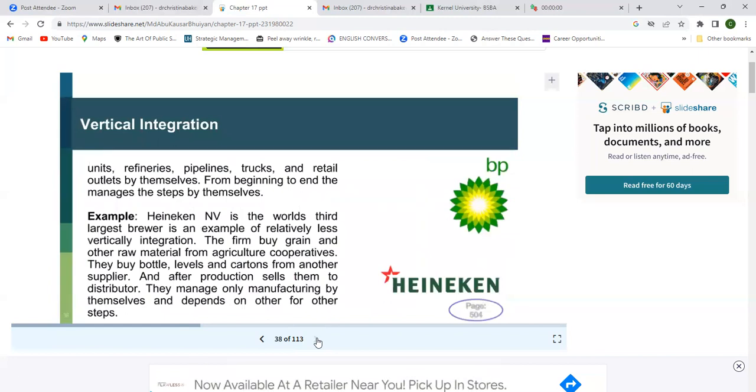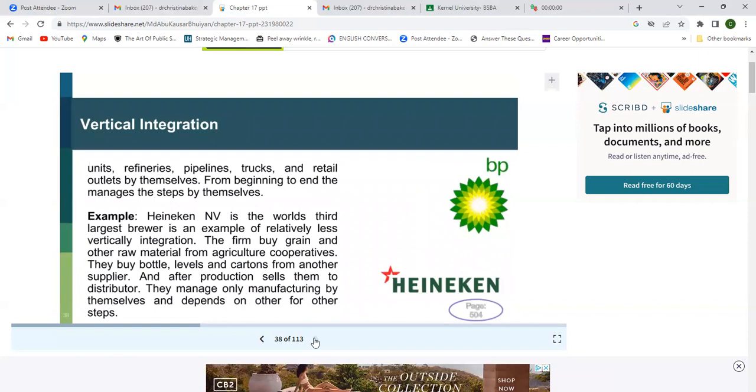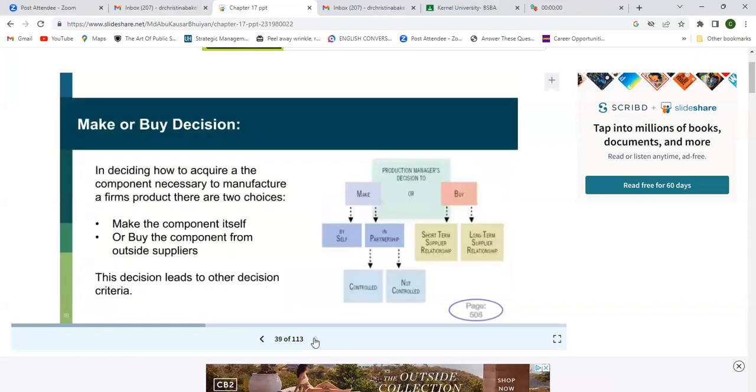Heineken NV, the world's 3rd largest brewer, is an example of relatively less vertical integration. The firm buys grain and other raw materials from agricultural companies. They buy bottles, labels, and cartons from other suppliers. The production is sold to distributors, so the firm manages only some steps by itself and depends on others for the other steps.